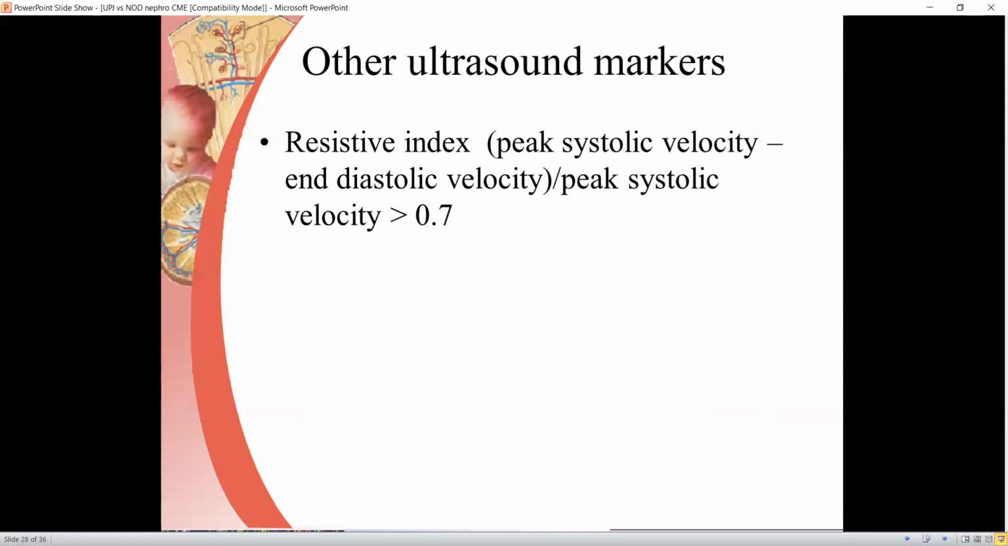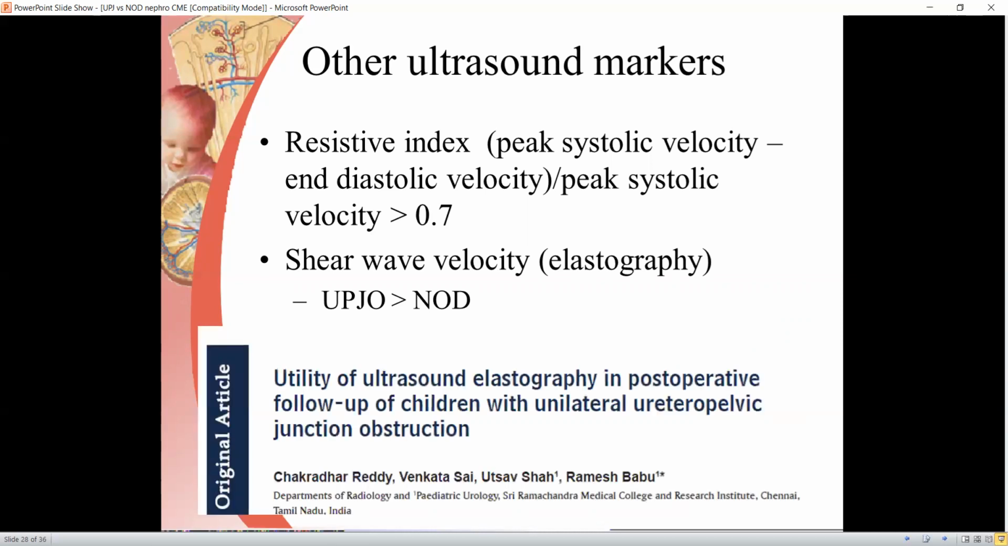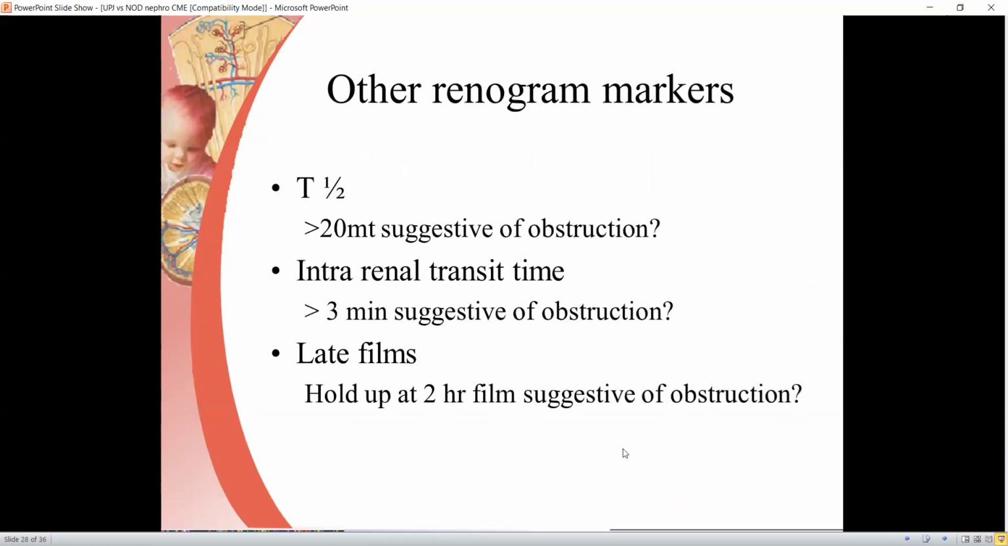Other ultrasound markers include the resistive index, which is peak systolic velocity minus end diastolic velocity, divided by peak systolic velocity. If it is more than 0.7, there are reports which say that it is suggestive of obstruction. Then elastography has been used, and the shear wave velocity is higher in those with UPJO than in non-obstructive dilatation. We published this from our institute.